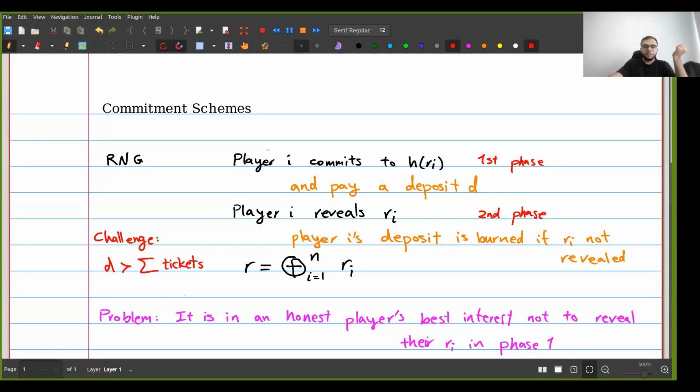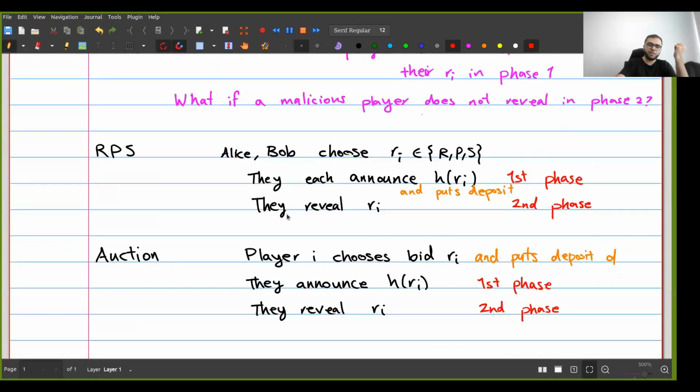Okay, which is just an astonishingly large deposit, because if you think about it, let's say I have again 1 million people taking part in my lottery, and each one of them is buying a ticket that is worth $1. Now I'm also asking each of them to put a deposit of $1 million, right? So this idea of putting a deposit doesn't really work for random number generation. I mean, it works, but it only works if your deposits are insanely high. But in these two other cases, your deposits actually don't have to be insanely high.